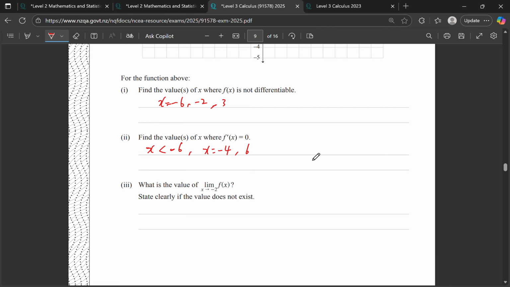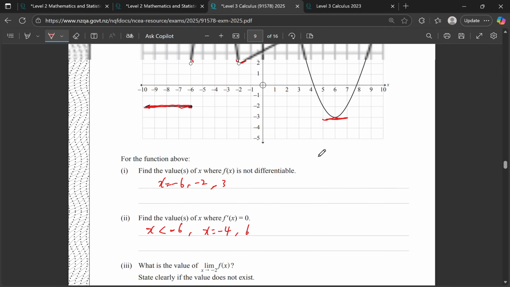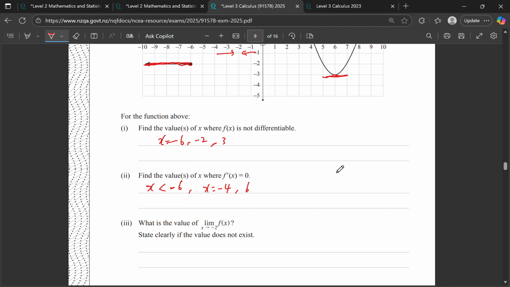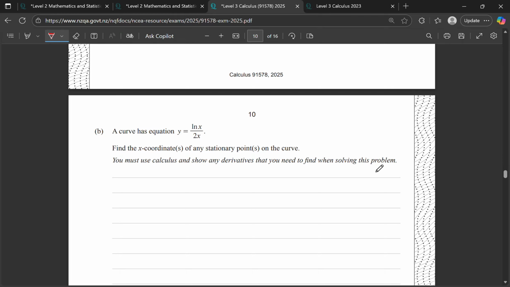What is the value of the limit of f of x when x approaches -2? So at -2, from left to right and right to left, the y value goes towards 2, doesn't it? So the answer is 2. Okay, that wasn't hard.